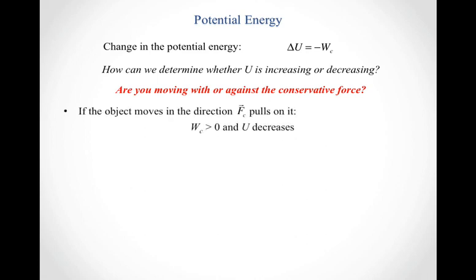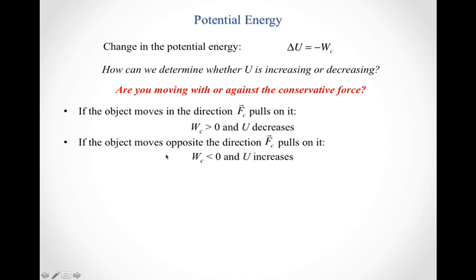So if the object moves in the direction that the conservative force pulls on it, well, what that means is that the conservative force is doing positive work. That positive work multiplied by a negative means you're decreasing the potential energy. So again, if you move in the direction the conservative force pulls on your system, that means you're moving with the conservative force, and in that case, the potential energy decreases.